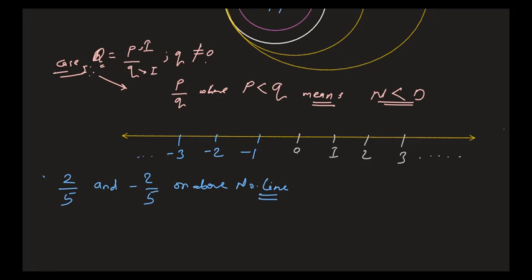To represent 2 by 5 on the number line, we divide the unit length between 0 and 1. So here is positive 1 and this one is negative 1. In both ways, for 2 by 5 we go on the positive side of 0, and on the negative side of 0, -2 by 5.